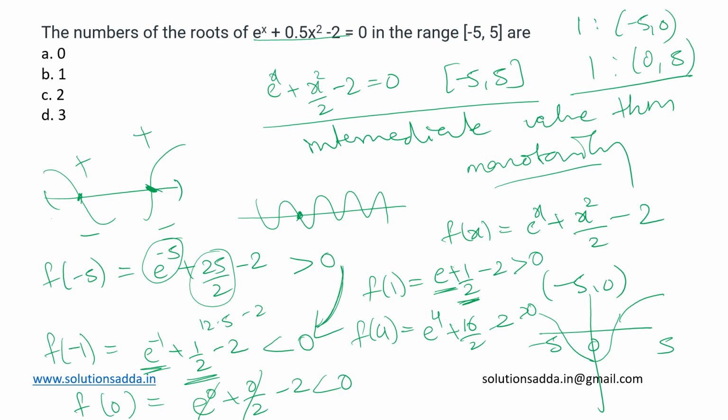So our function is changing its sign only 2 times, once between -5 to 0 and once between 0 to 5. So this function will have exactly 2 roots in the interval -5 to 5. So our answer will be 2. The number of roots this equation has in the given range is 2.